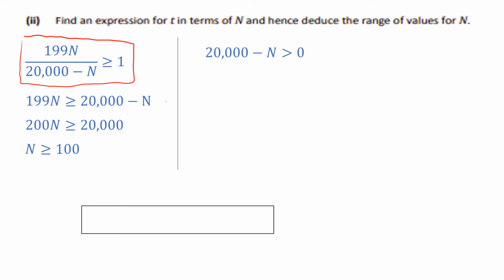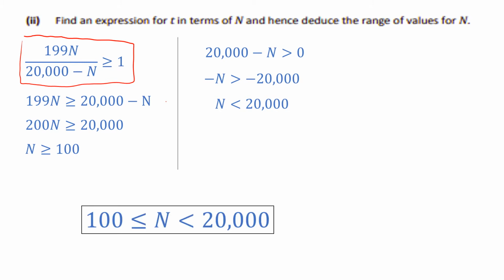It has to be. Because first of all, I can't divide by 0. It's not possible. And secondly, if it is negative, I'm going to end up with a negative number, so it can't be bigger than 1. So here I have 20,000 minus n is greater than 0. Taking 20,000 from both sides, I like to change the sign and flip the inequality, so my inequality flips to a less than sign here, so n is less than 20,000, and that gives us a final answer of n must be between 100 and 20,000. It can be 100, so it's a less than or equal to sign there, but it cannot be 20,000.